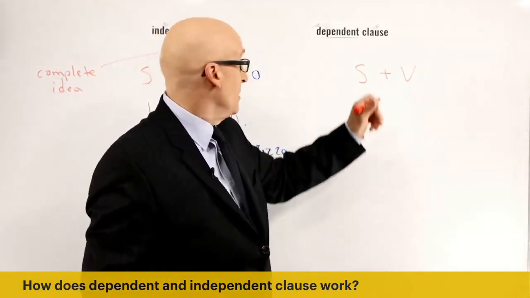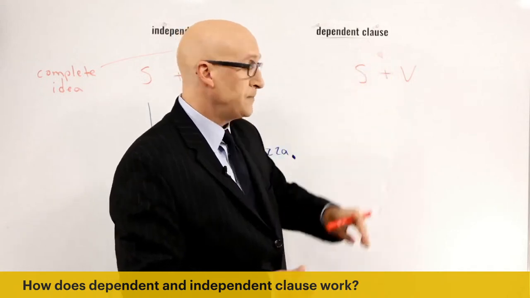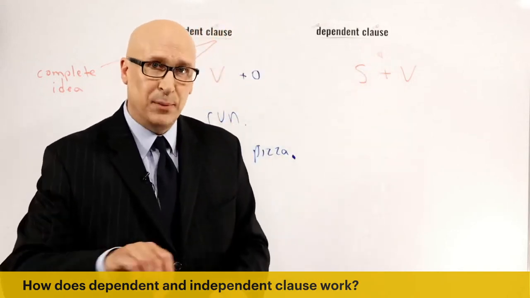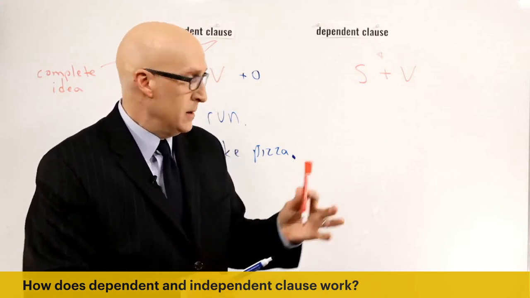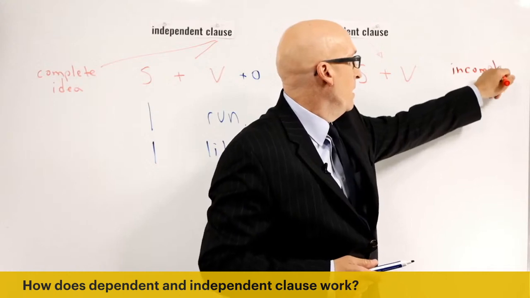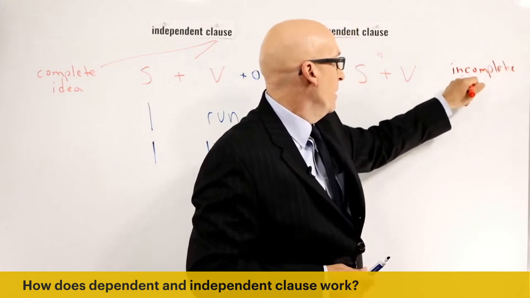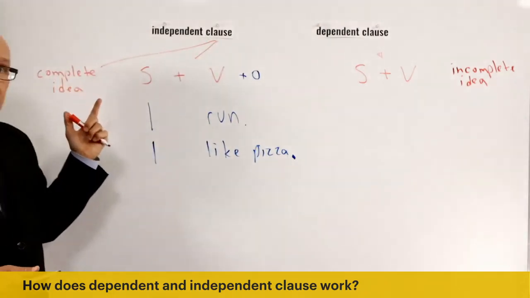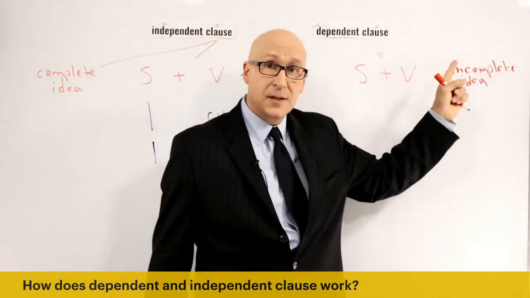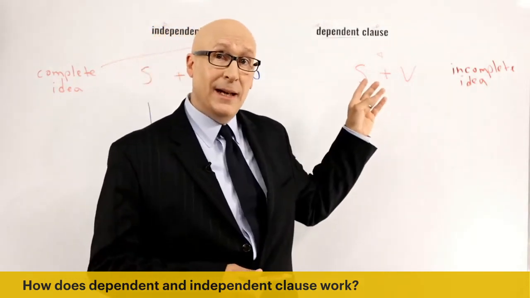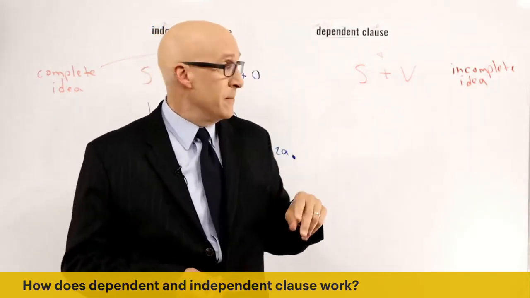So, what's a dependent clause? Well, it's a clause, so it has a subject and a verb. But it's an incomplete idea. So, independent clause, complete idea. Dependent clause, incomplete idea. Now, it can be incomplete for two reasons.